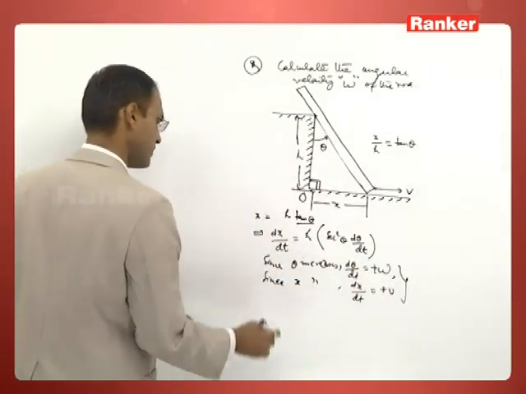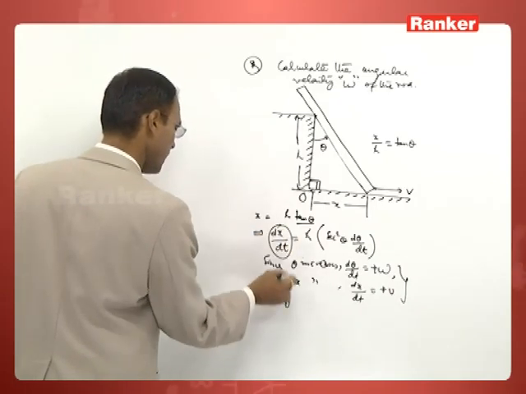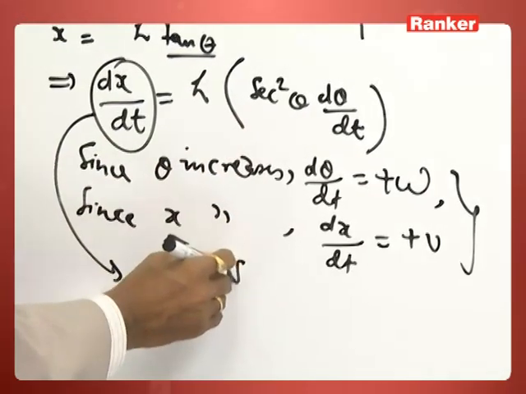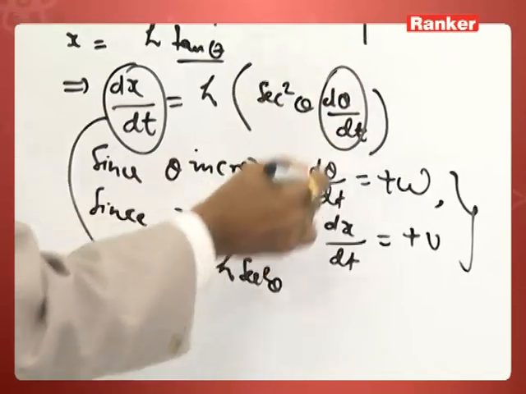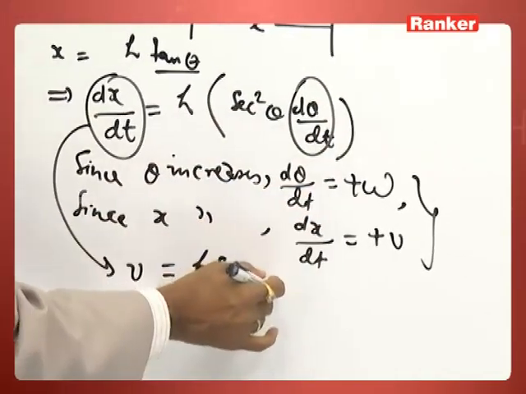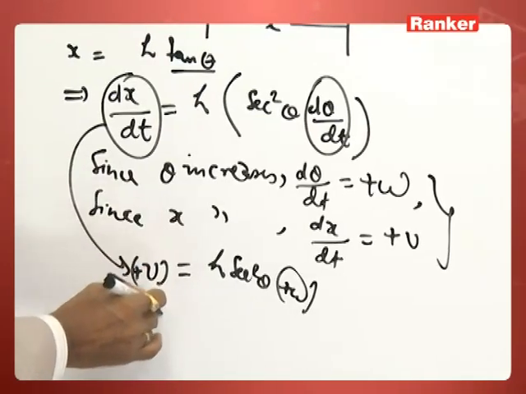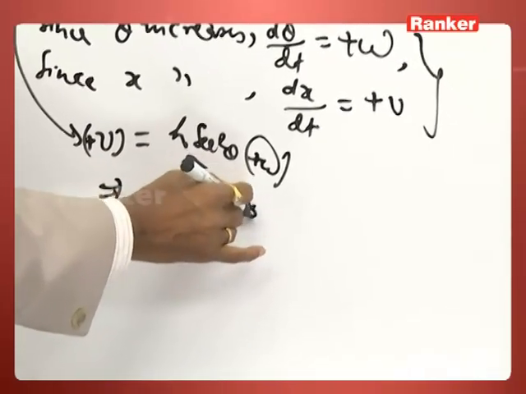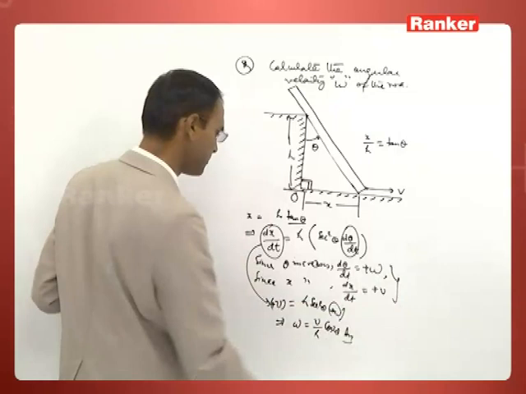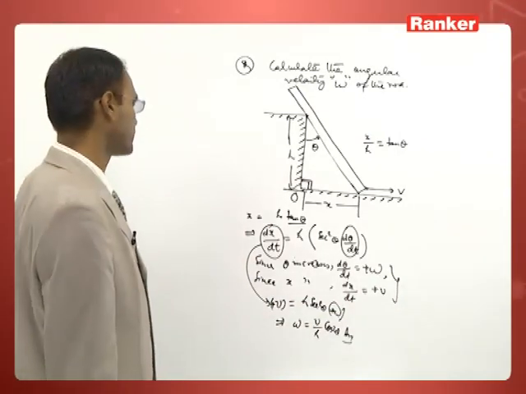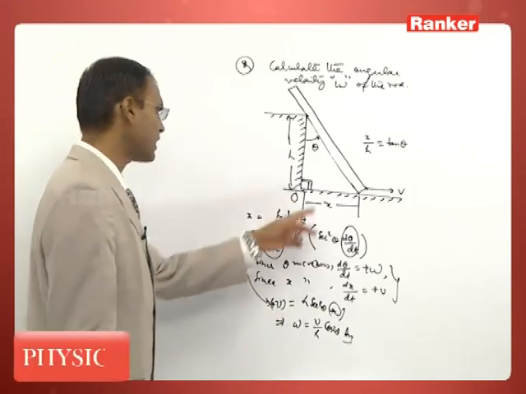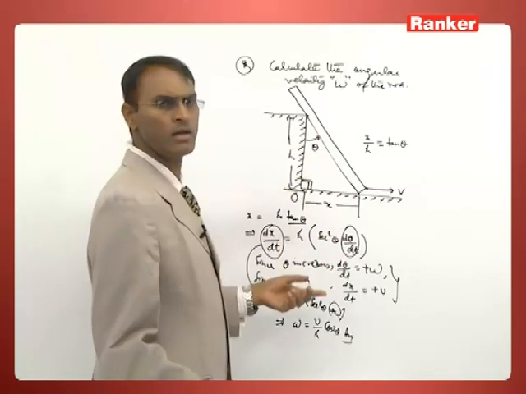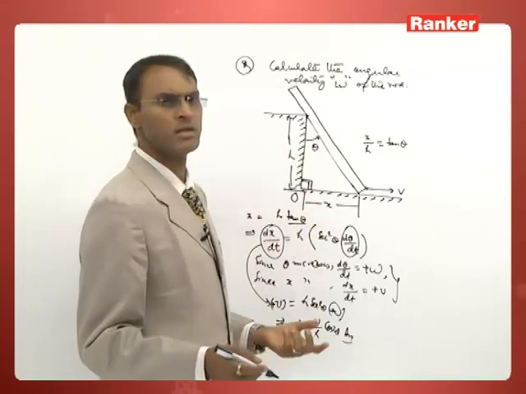With these ideas, we can write v instead of dx by dt is equal to h secant square theta. Instead of d theta by dt, we can write plus omega. So this gives us omega is equal to v by h cos square theta. This is the answer. It's a nice problem. You can get the same answer when you take this angle as a reference angle beta and convert beta to theta by writing beta is equal to 90 minus theta.